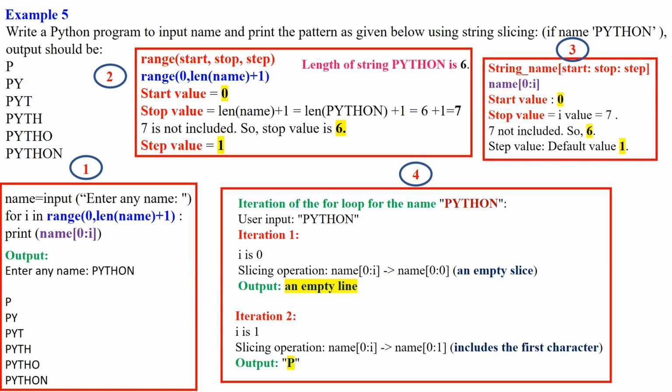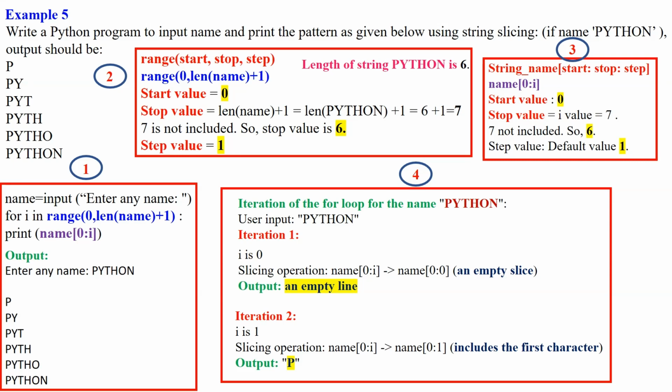Step value equals 1. Now look at box number 3. The syntax of string slicing is string_name of start:stop:step. In this Python code, name of 0:i, the start value is 0, stop value is i, whose value is 7. 7 is not included. So, 6. Step value is the default value 1. Now look at box number 4.